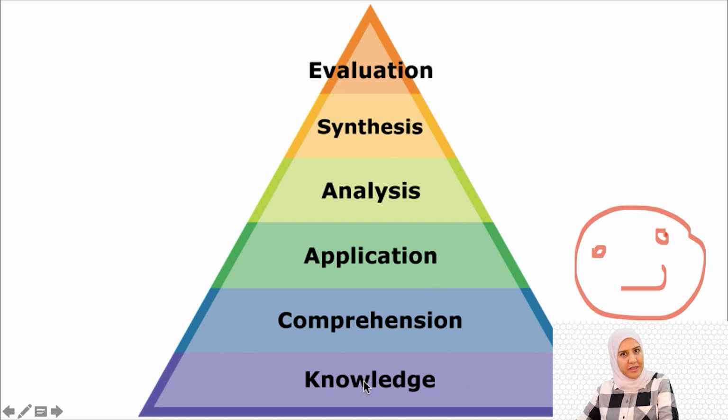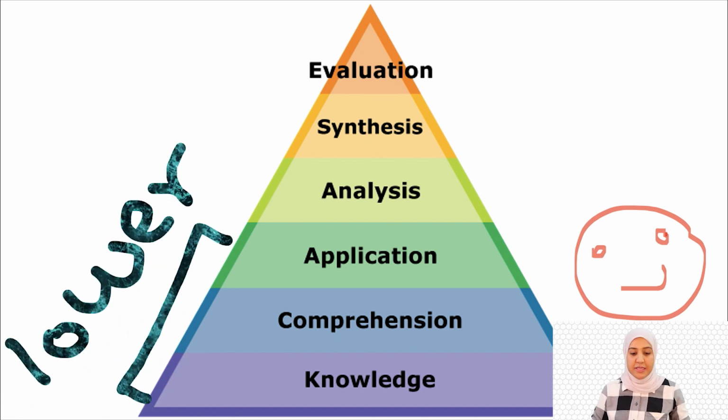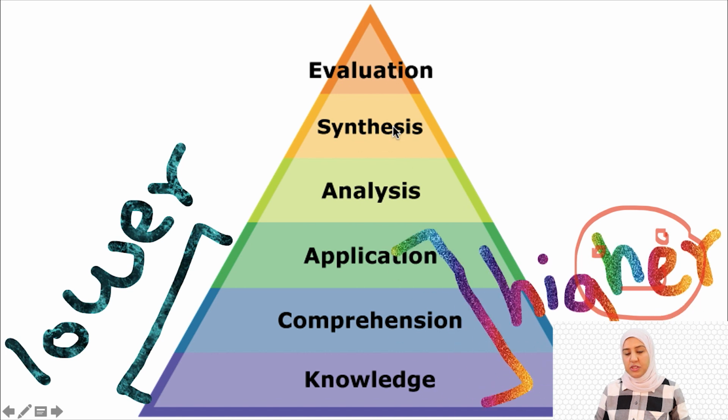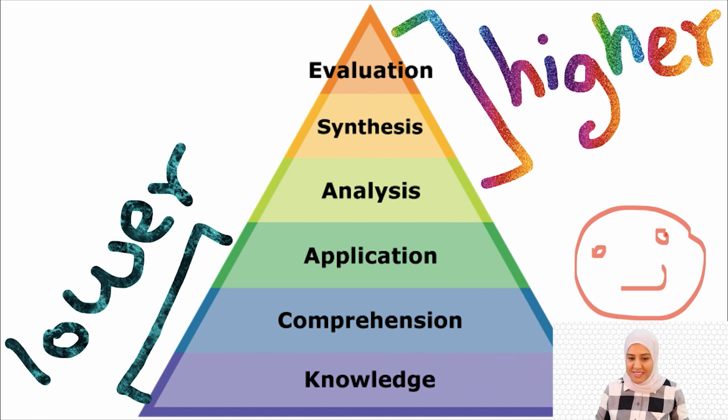We have lower order thinking skills and higher order thinking skills. Starting from the base, so knowledge, comprehension, and application are lower order thinking skills. Analysis, synthesis, and evaluation, higher order thinking skills. Do your questions belong to lower order thinking skills or higher order thinking skills? And by the way, both are important. Yeah, because students can't use higher order thinking skills if they have no background knowledge about something, an idea or something to use in their analysis.